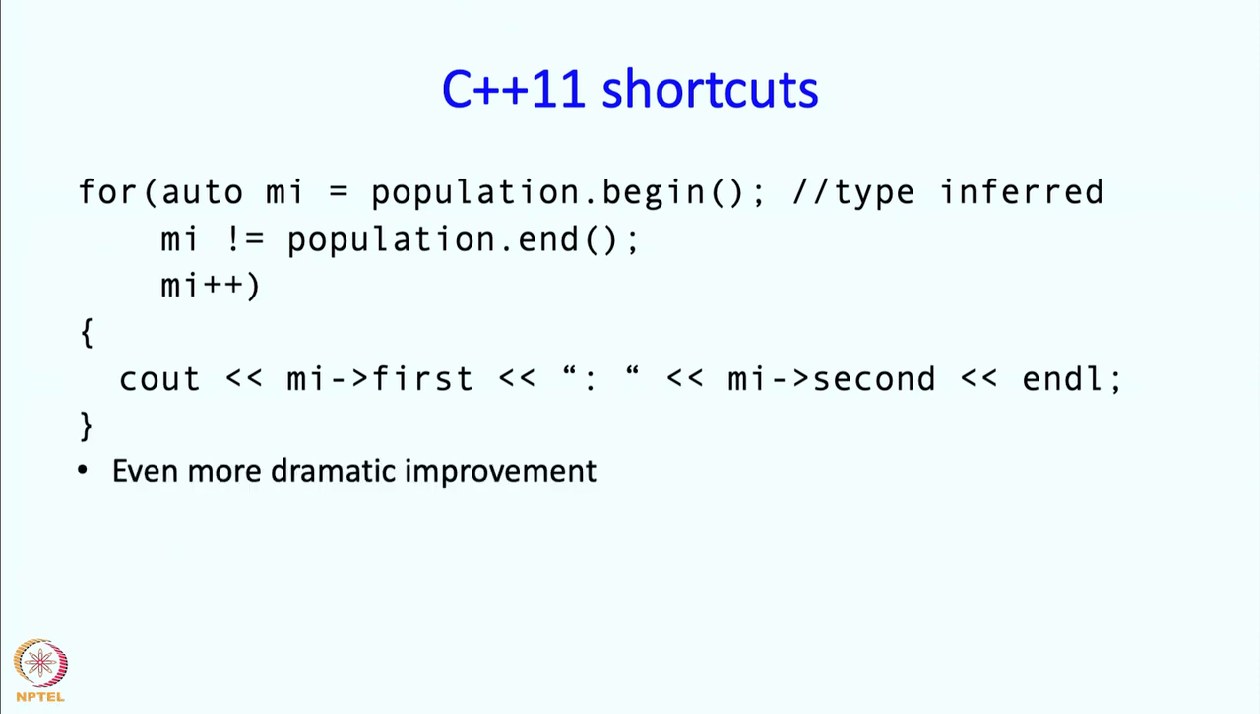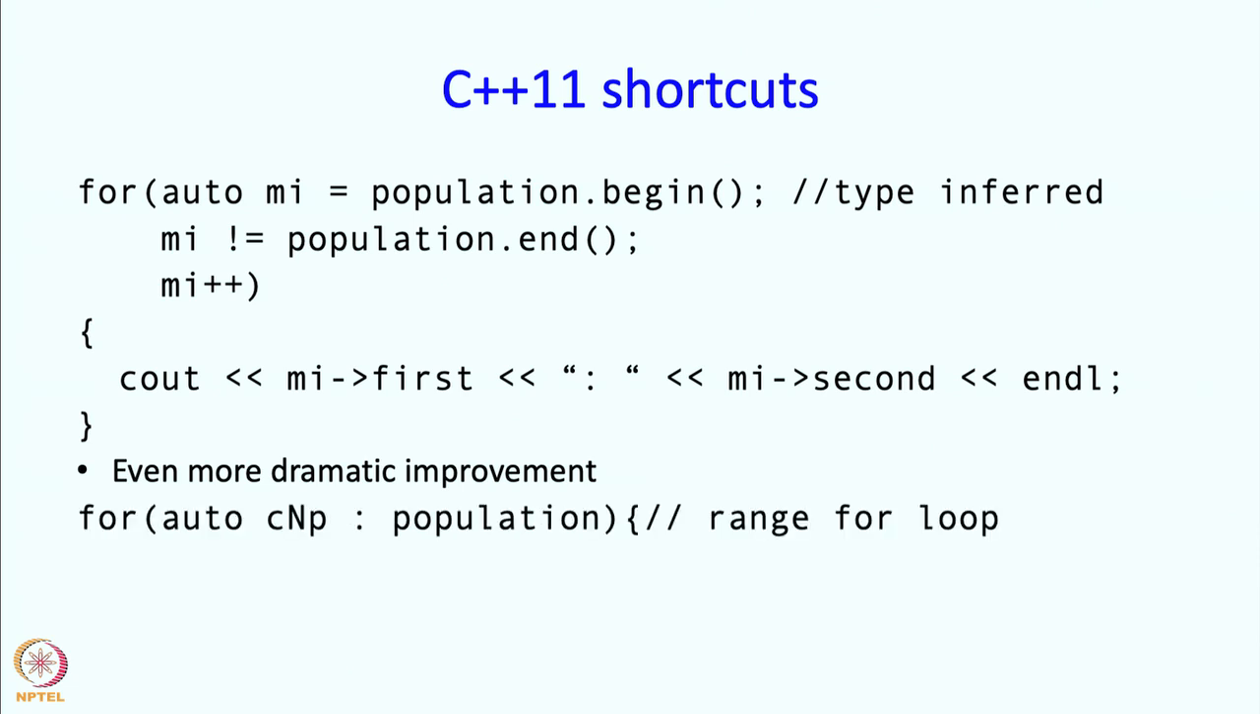But there is even more dramatic improvement possible. Another C++ 11 feature. This is what is called a range for loop. Here I am not even really using an iterator explicitly. I am saying, after you iterate, go directly to the objects that I am iterating through. So don't even get me the pointers, tell me what they are pointing to. So cnp is really the country and population pairs which are stored in this iterator.